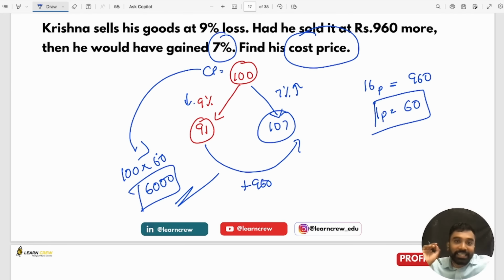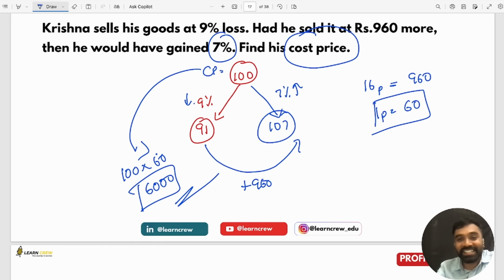What happened? Again, reiterate it. Initially, Krishna sold his goods at 9% loss. I do not know what his cost price was, but he sold it at 9% loss. Had he sold it at rupees 960 more, then he would have made a profit of 7%. Now I'm assuming that initially Krishna got the product for 100 parts or 100%. And he sold it at 9% loss, that is 91. Had he sold it for 960 more, he would have made a 7% profit. That difference is 16 parts, that is 960. One part is 60. Cost price becomes 6,000. Hope this concept is also very crystal clear for you people.